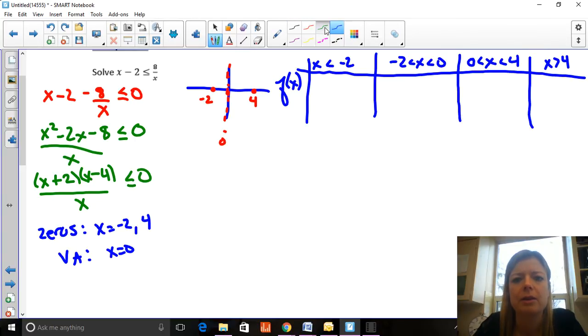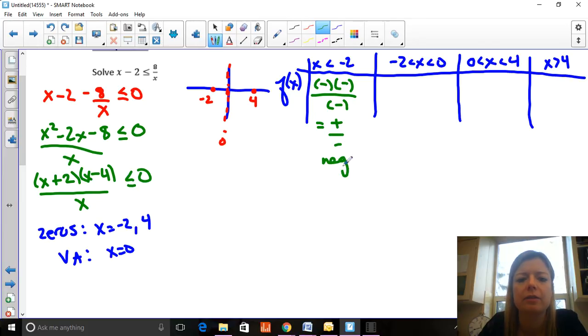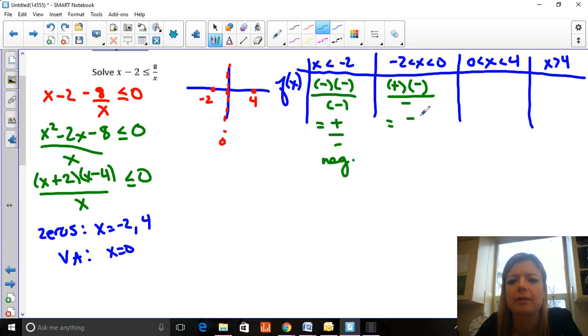Okay, so less than -2, on the top, x plus 2 will be negative, x minus 4 will be negative, and my denominator will be negative. So that gives me a positive divided by a negative. So this is a negative interval. Okay. Between -2 and 0, then x plus 2 would become positive. x minus 4 is still negative, and x is negative. So in this case, I would have a negative over a negative, which is a positive.